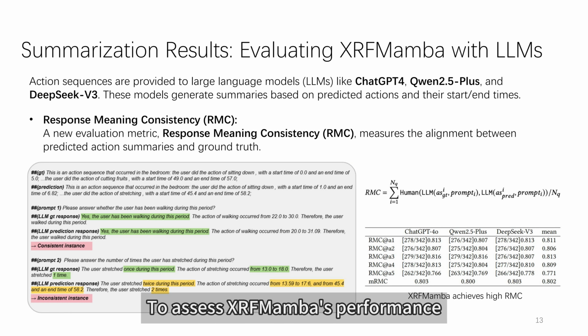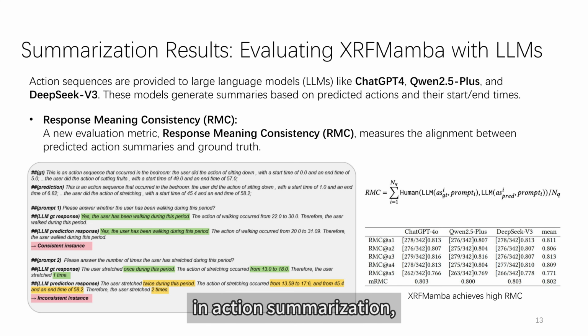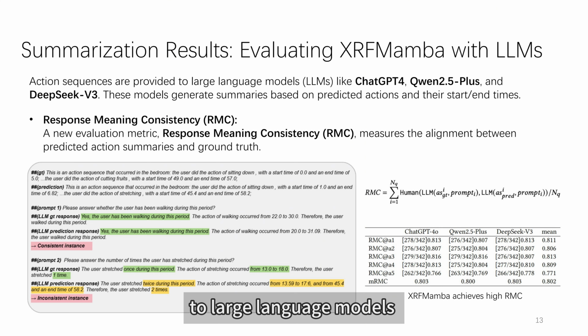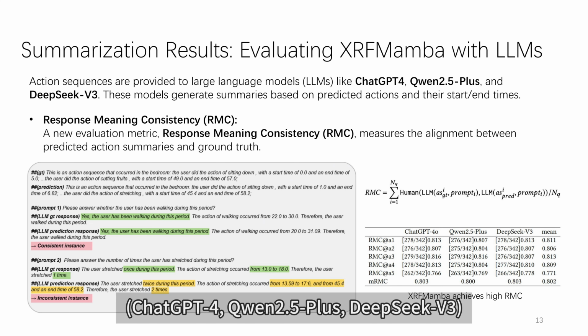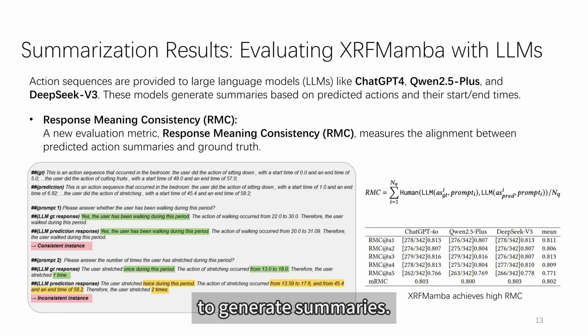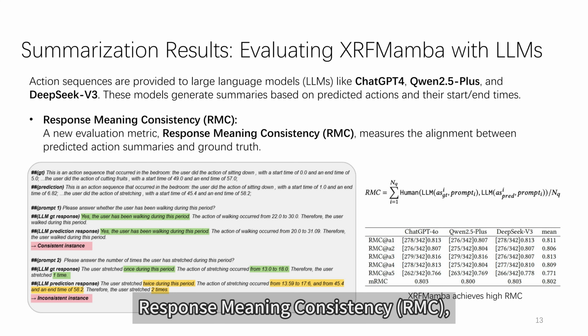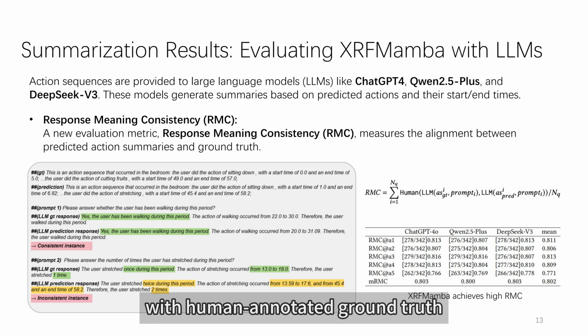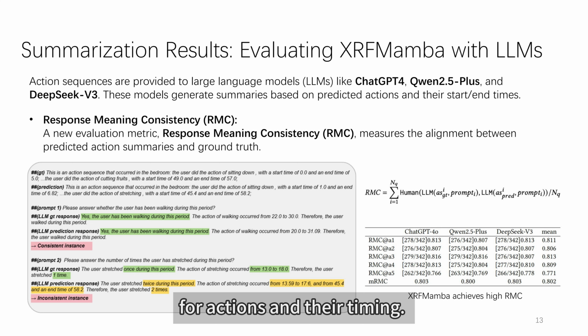To assess XRF Mamba's performance in action summarization, we fed its predicted action sequences to large language models, ChatGPT-4, Qwen 2.5+, and DeepSeek V3, to generate summaries. We introduced a new metric, response meaning consistency, RMC, to evaluate summary quality by measuring alignment with human annotated ground truth for actions and their timing.